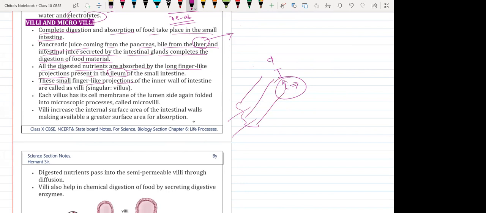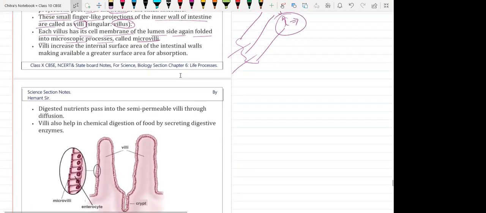These small finger-like projections of the inner wall of the intestine are called villi, and a single villus is called a villus. Each villus has its cell membrane on the lumen side again folded into microscopic processes called microvilli, as you can see here. Over here, these are the villi, and if we see that structure, microvilli are also there, beta. These microvilli provide a large surface area for the absorption of nutrients from the food. So villi increase the internal surface area of the intestinal wall, making available a greater surface area for the absorption of nutrition from the digested food.